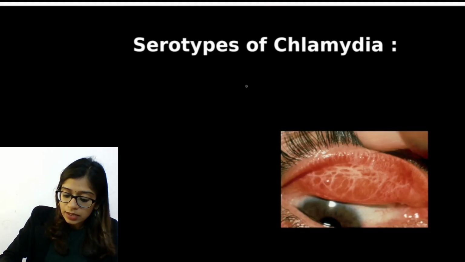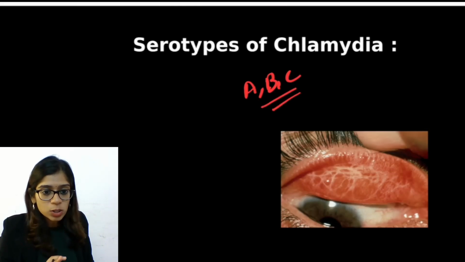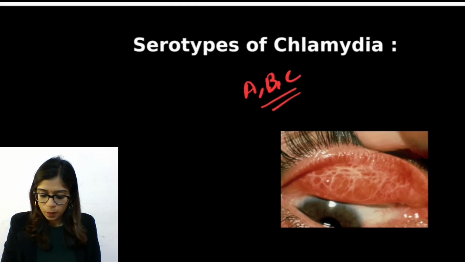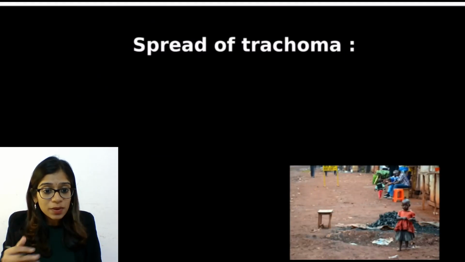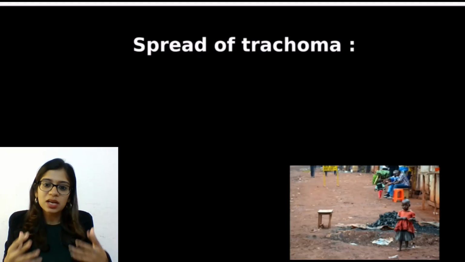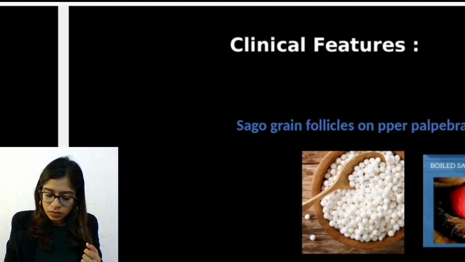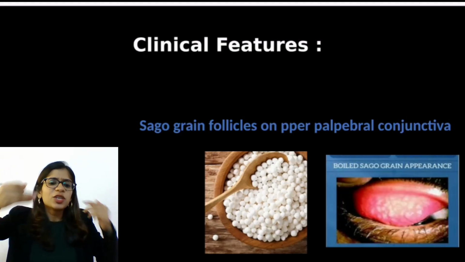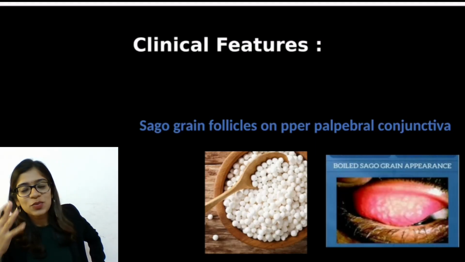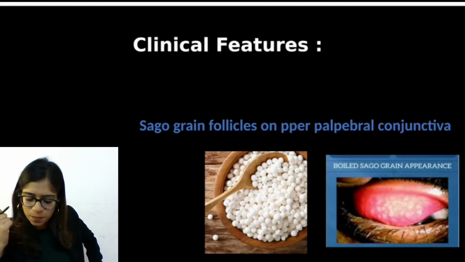Serotypes A, B, C cause trachoma. Now, how does trachoma spread? It is poor hygiene conditions. Trachoma can spread from person to person. If a patient has an eye infection, touches the eye, then shakes your hand, and then you touch your eyes, it can spread that way. Also through shared objects, poor sanitation, shared water, shared towels.